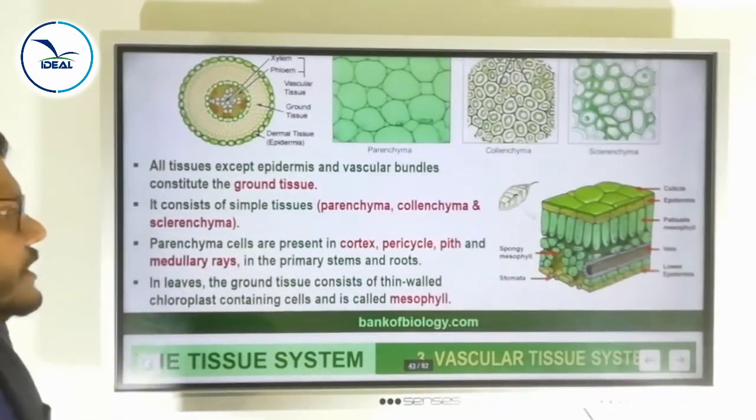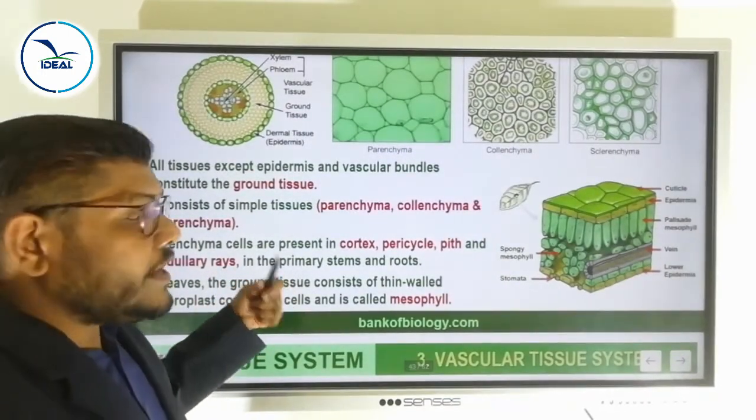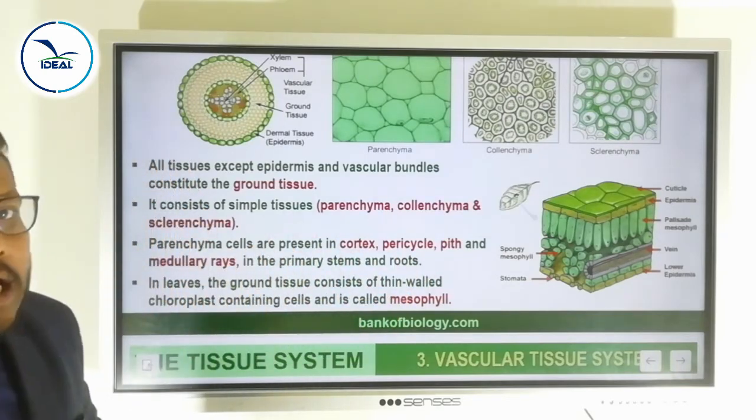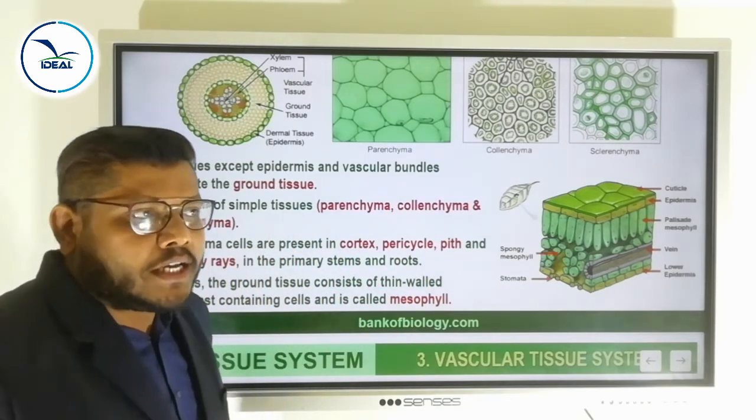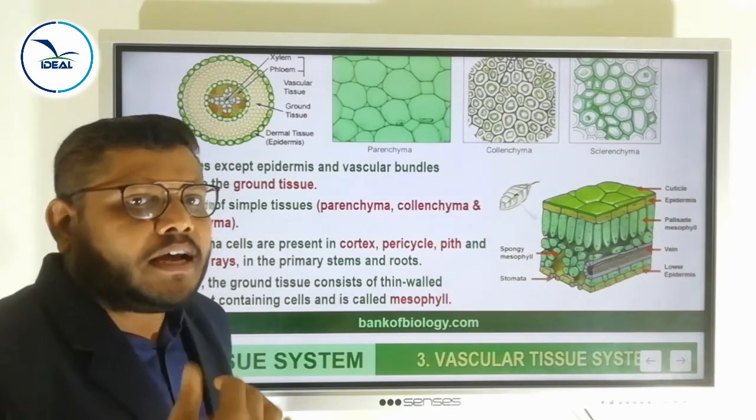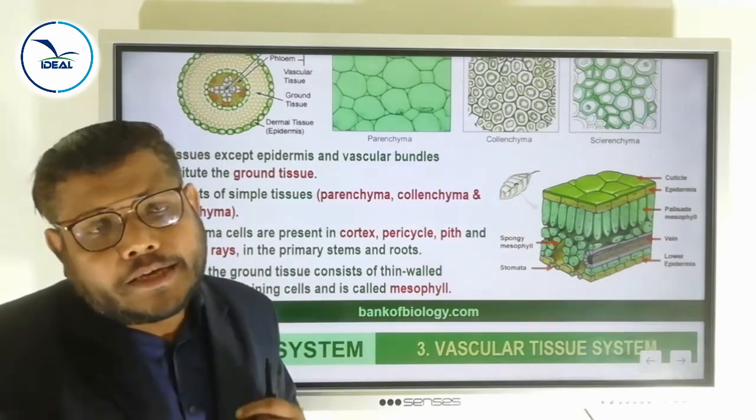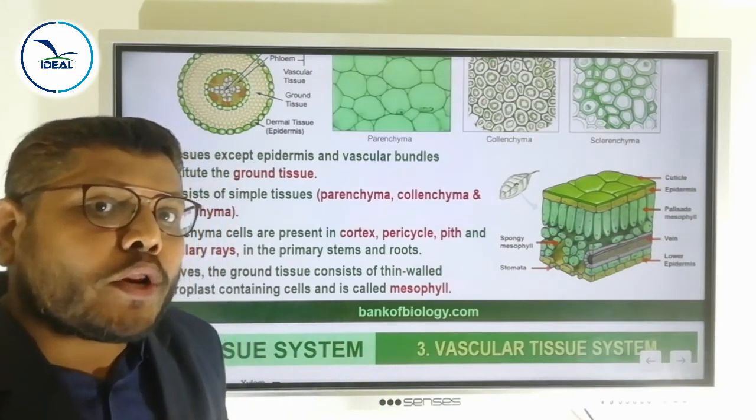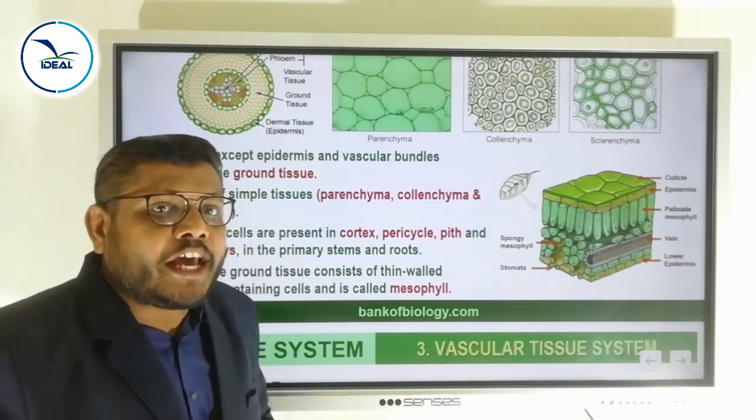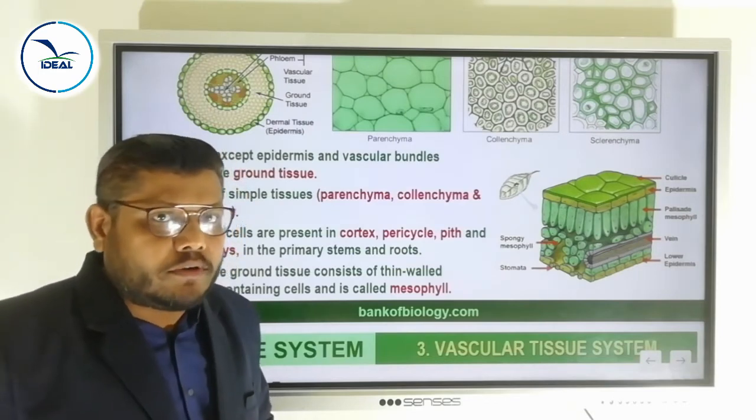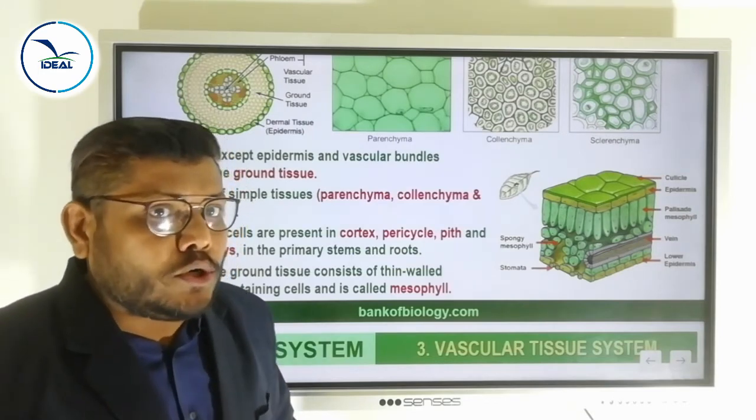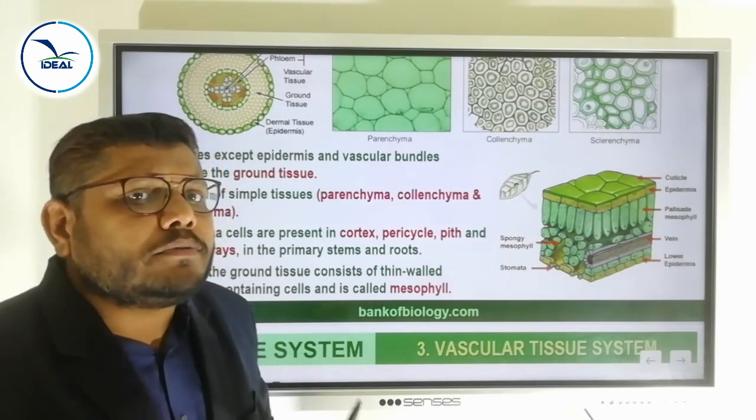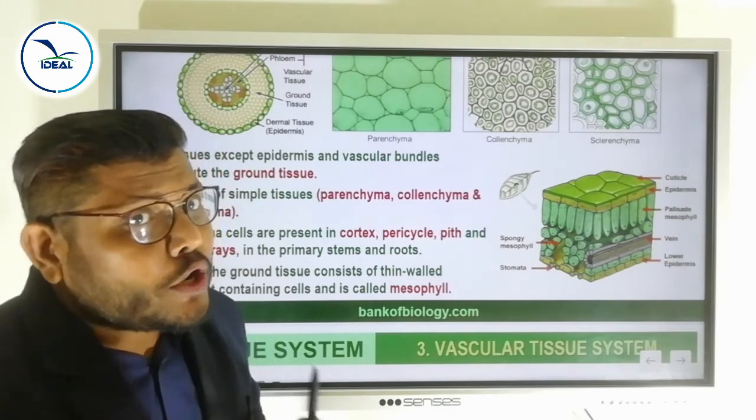The parenchyma cells are present in the cortex, pericycle, pith and medullary rays. We will discuss later what the cortex, pericycle, pith and medullary rays are. In leaves, the ground tissue is composed of thin-walled chlorenchymatous cells, called mesophyll tissue. What is it called? Mesophyll tissue. What is chlorenchyma? Chlorenchyma means parenchyma cells with chloroplast.